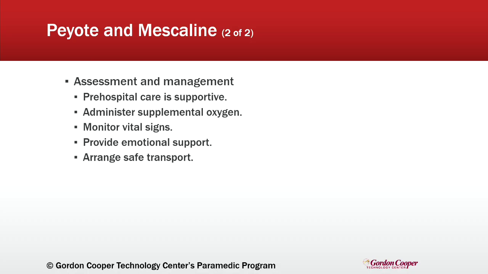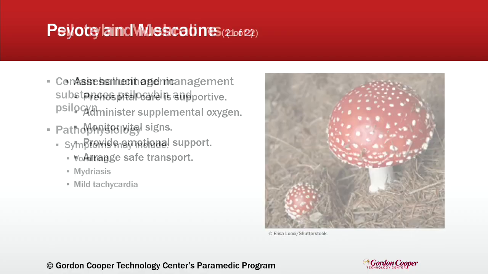Pre-hospital care for peyote or mescaline intoxication is mainly focused on supportive measures. We want to give supplemental oxygen if necessary to maintain those oxygen levels, monitor the vital signs throughout care, offer reassurance and emotional support as needed to try to keep the patient calm and alleviate that anxiety, and of course arrange for safe transportation to an appropriate facility for further care. If they experience nausea or severe vomiting, consider administering fluids and antiemetics to help manage those symptoms.